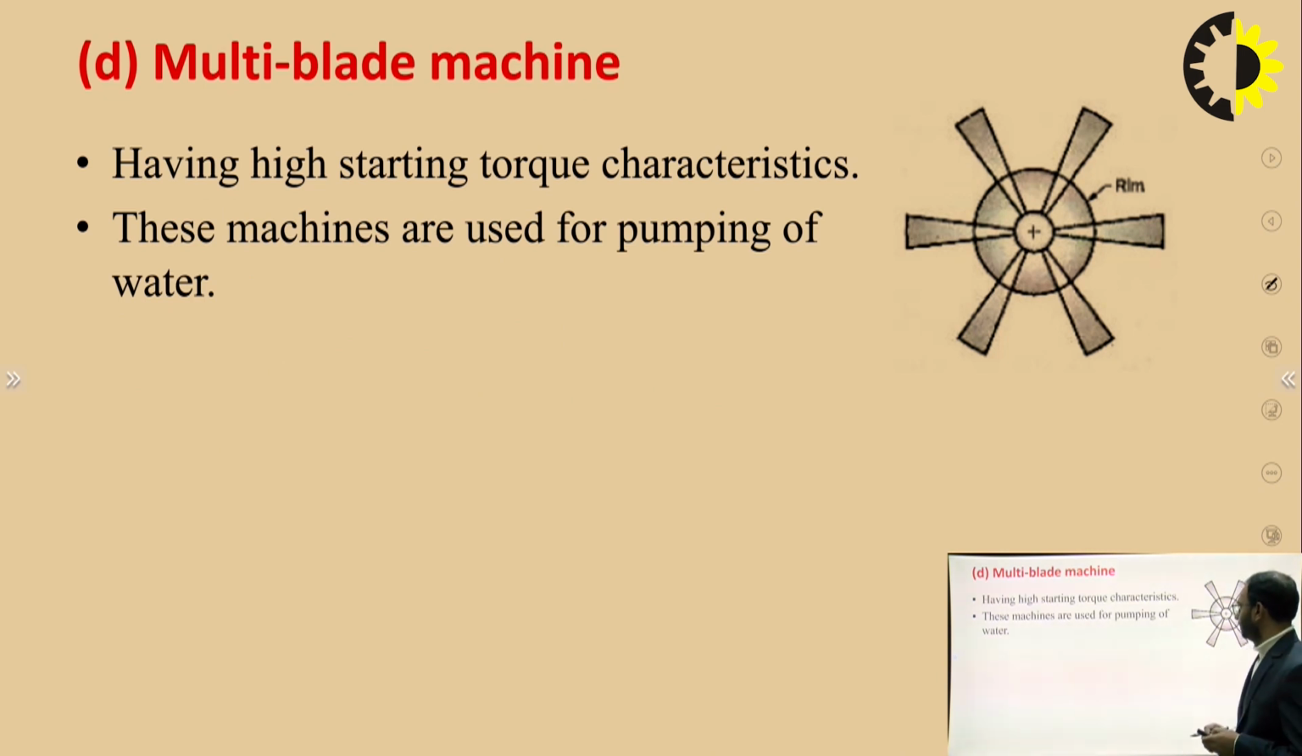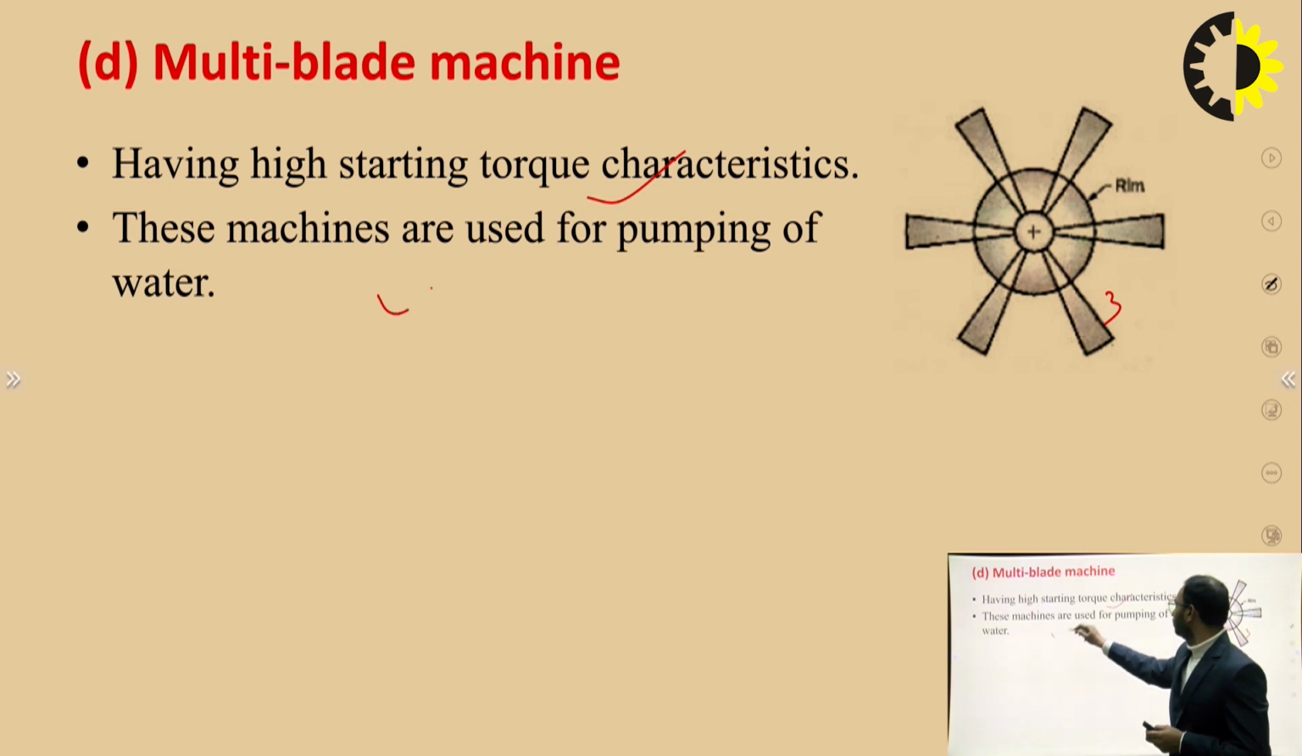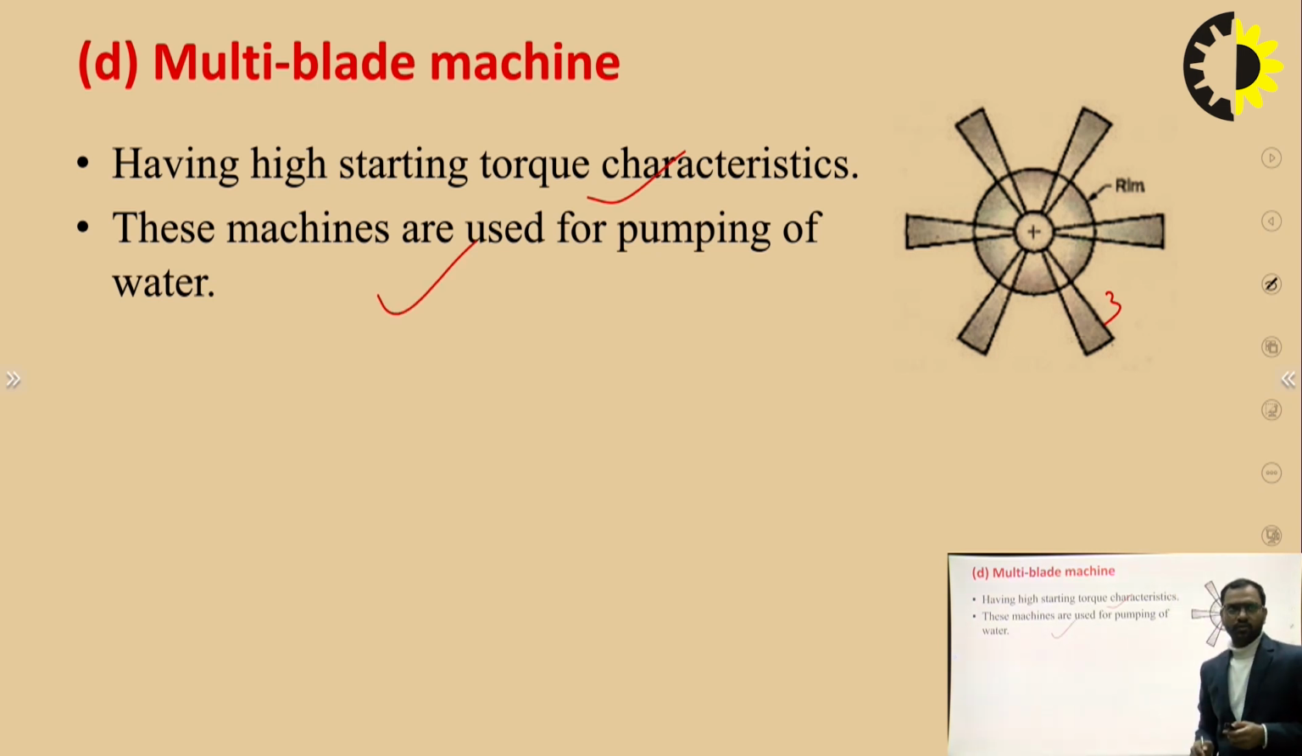Then the multi blade machine. Here the count of blades is more than 3, that's why it is called a multi blade machine, and it has high starting torque. It requires high starting torque characteristics, and these machines are used for pumping of water. So these are some classifications of horizontal axis wind turbines.